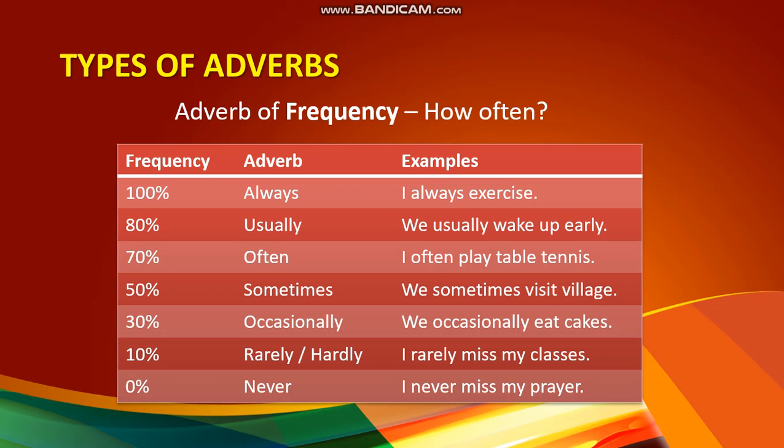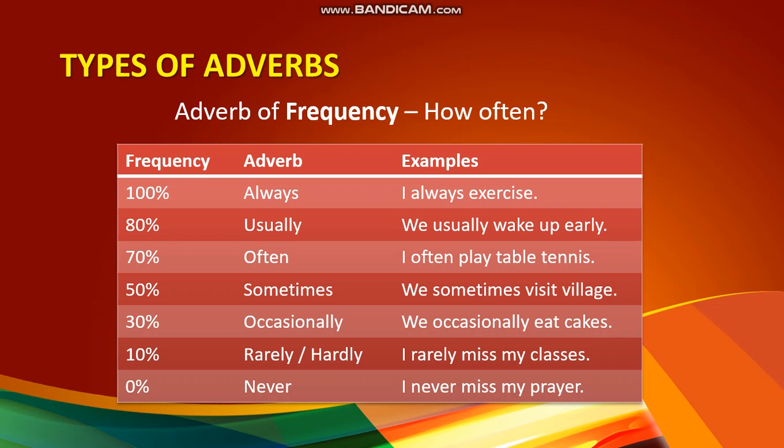Next, 70% of frequency. And for this, we use often. I often play table tennis. Sometimes, 50%. We sometimes visit the village. Next, 30%. Occasionally. We occasionally eat cakes, otherwise I'll be fat. Next, 10%. Rarely or hardly.